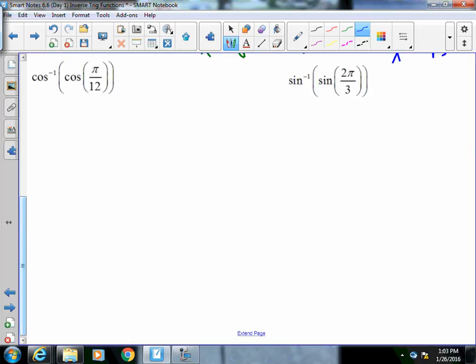Let's try a couple more. This next example says inverse cosine of cosine of pi over 12. All right. We don't necessarily know the cosine of pi over 12, but if you look at this closely, inverse cosine and cosine are somewhat going to cancel each other out. So when you run into a situation like this, where inverse cosine and cosine cancel each other out, you just have to make sure that that pi over 12 is in the correct quadrants. If you remember back from the previous page, cosine angles must come from quadrant 1 or quadrant 2.